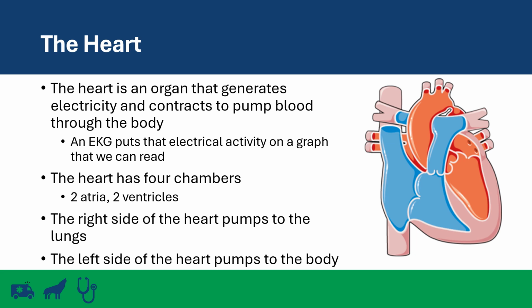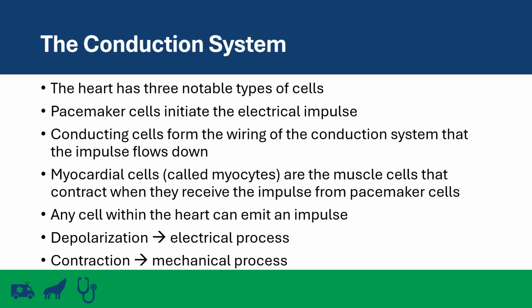So the heart is simply an organ that generates electricity, and it uses that electricity to contract and pump blood through the body. We can measure that electrical activity on a graph. That's what an EKG does. Now the heart has four chambers. It's got two atria and two ventricles. It's essentially got two sides, the right side and the left side. The right side of the heart pumps blood to the lungs, and the left side of the heart pumps blood to the body.